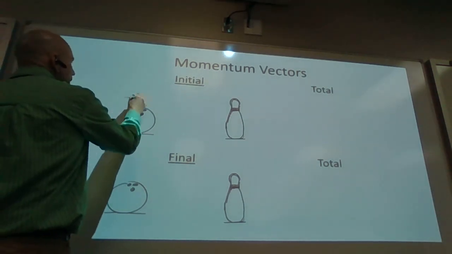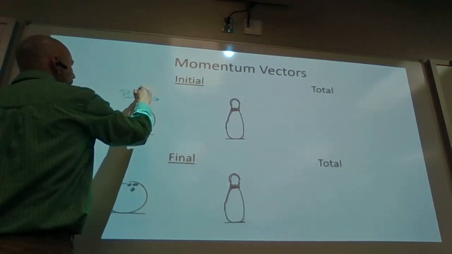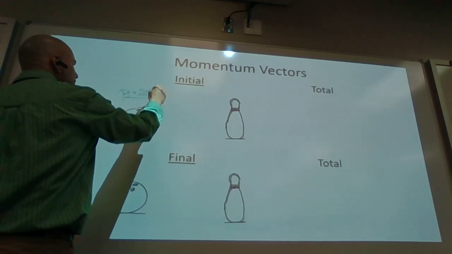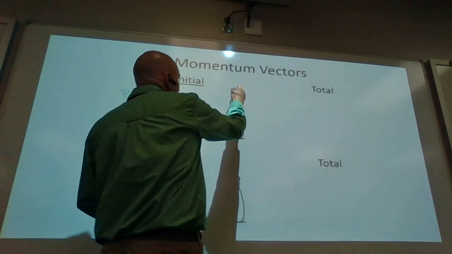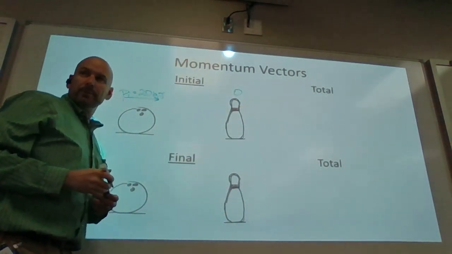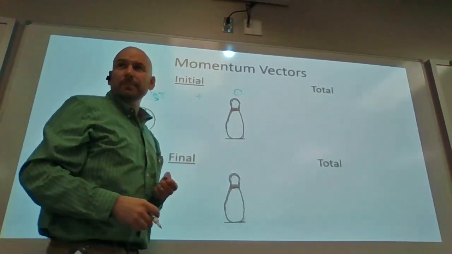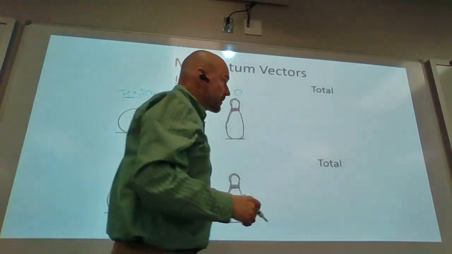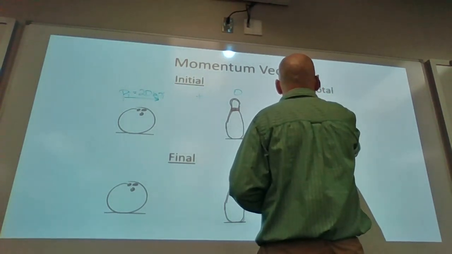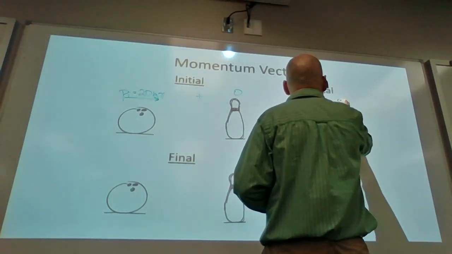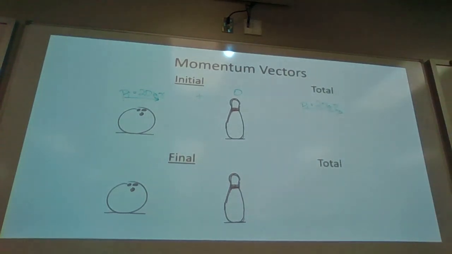So initially, the momentum of the ball was 20 kilogram meter per second to the right. The pin's initial momentum was 0. So these are the two objects in our system. So the total momentum of our system is 20 to the right. Good with that?